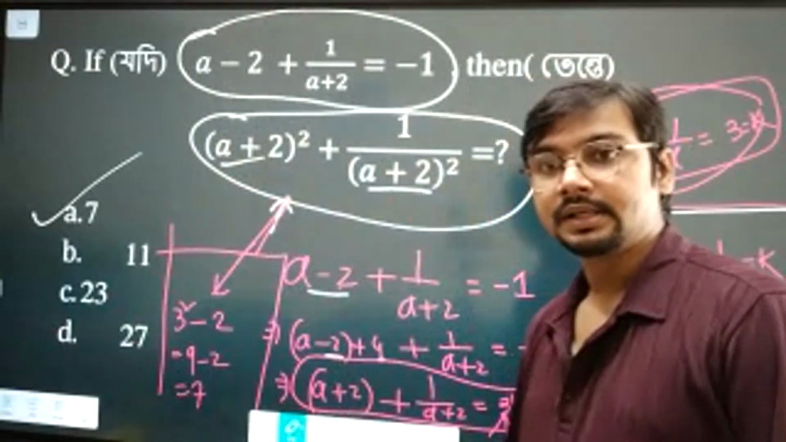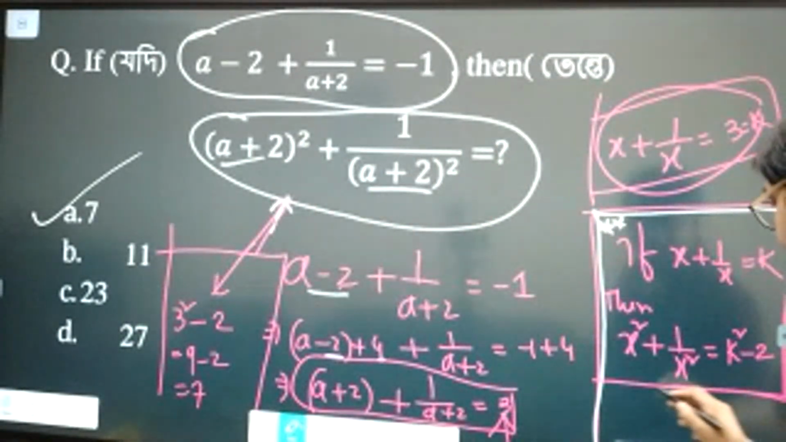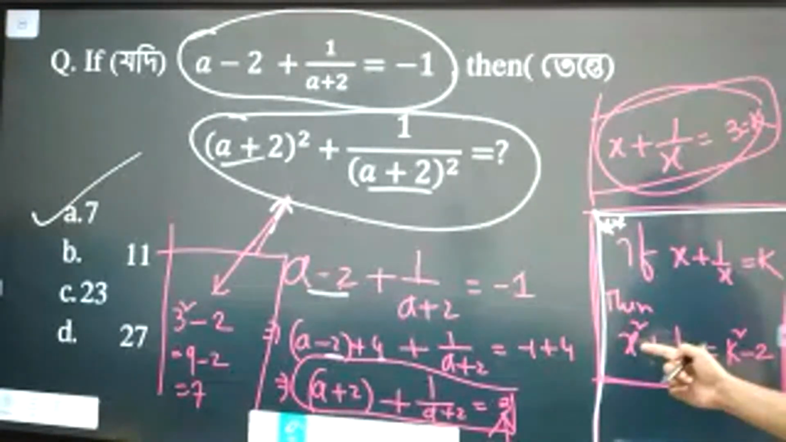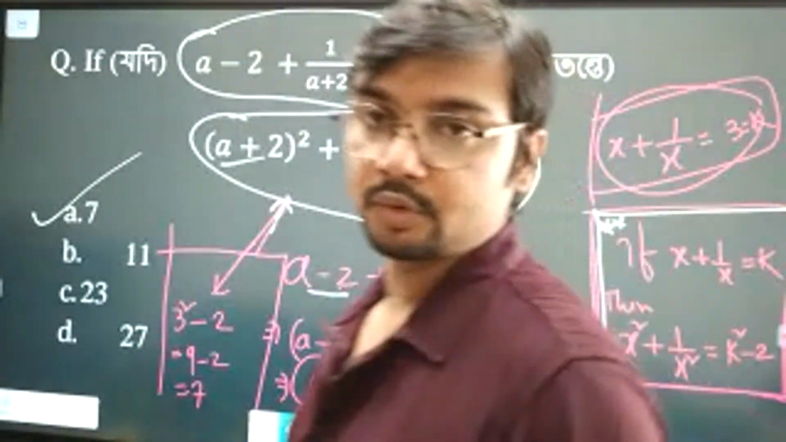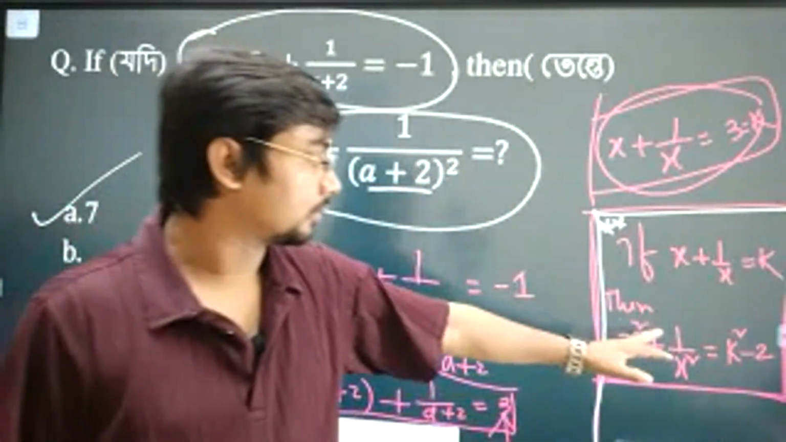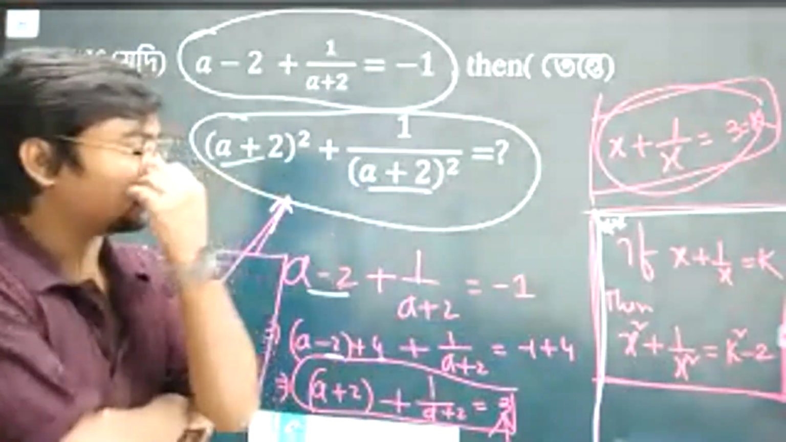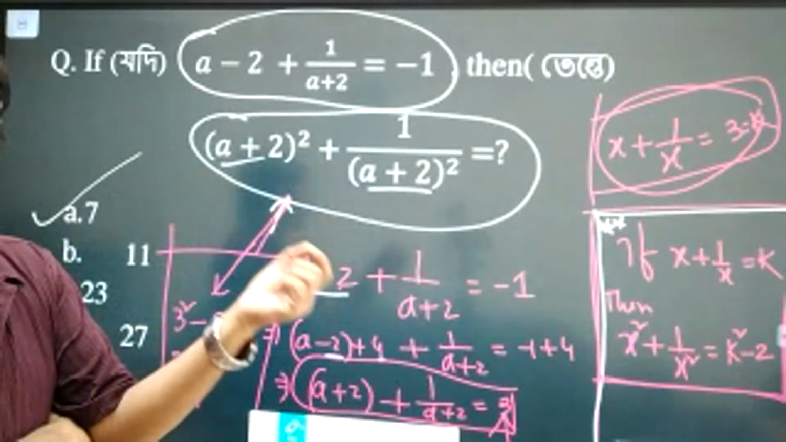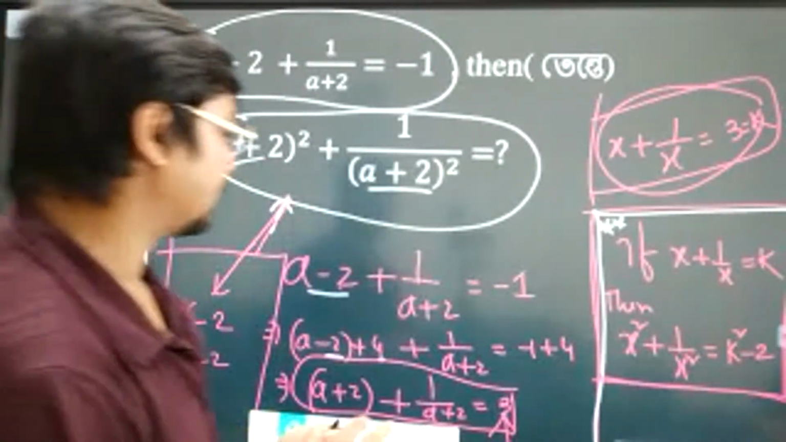Is it okay? I had not given the square formula, so write it down. If x plus 1 upon x is equal to k, then x square plus 1 upon x square will be k square minus 2. So you just try to note down this formula. Is it okay? Write it down and keep it. And there is another formula, the one with minus, I will do that also.